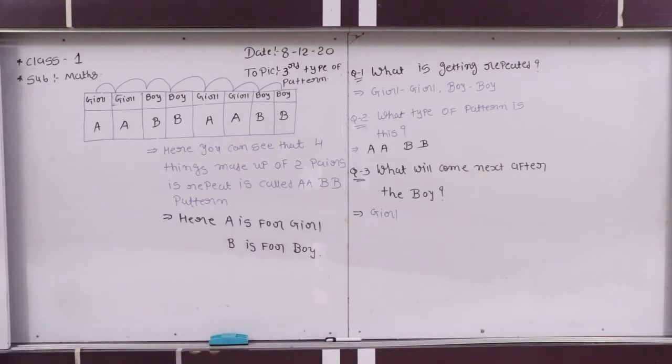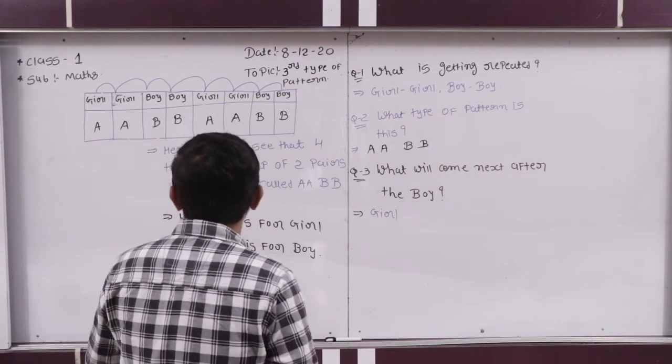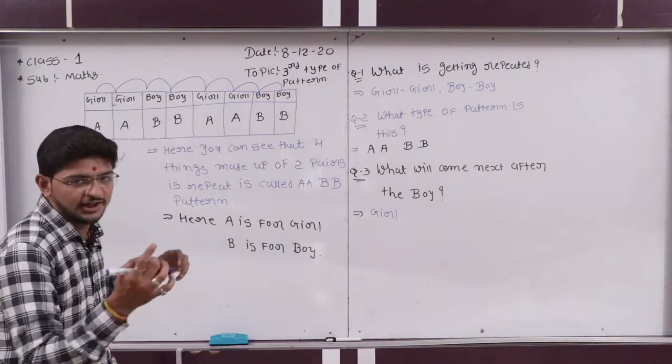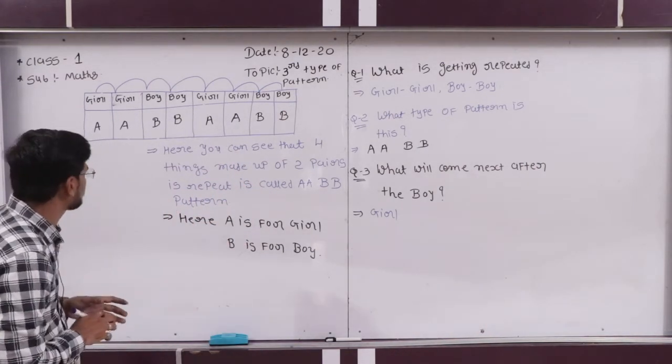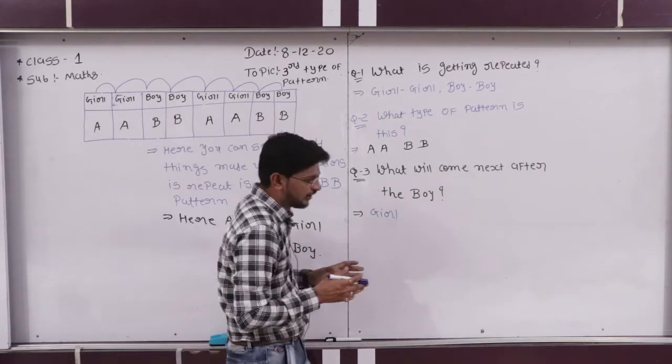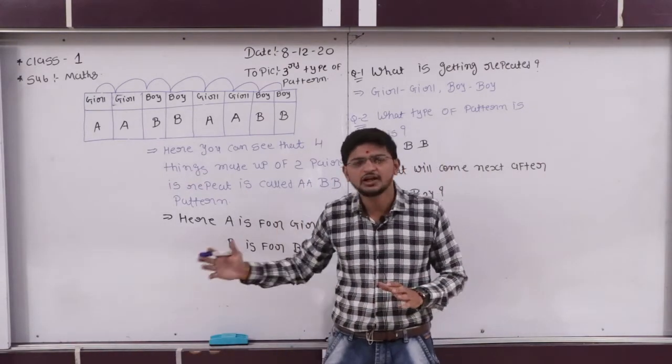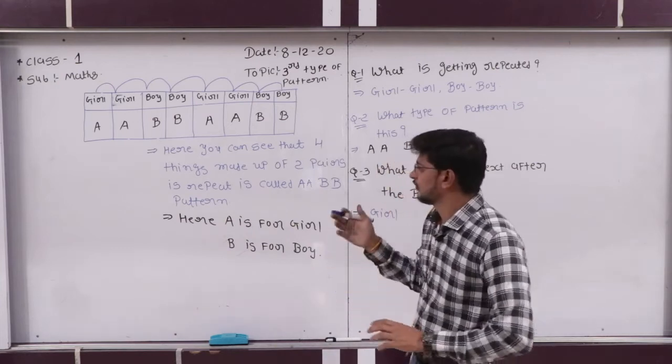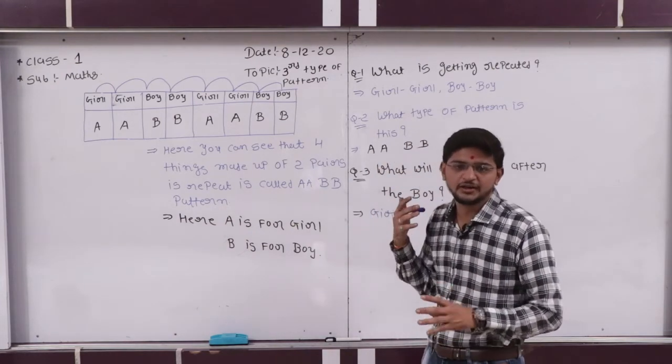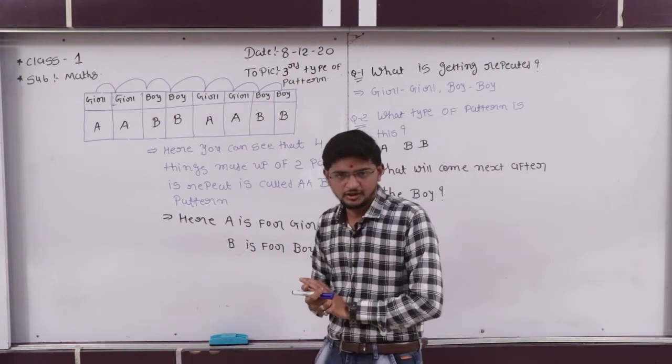So this is the third type of pattern, and the pattern name is AABB. What is the name of the pattern? AABB. Once again I repeat here. In this video we learnt about the third type of pattern, and for this pattern we need 4 girls and 4 boys, right?